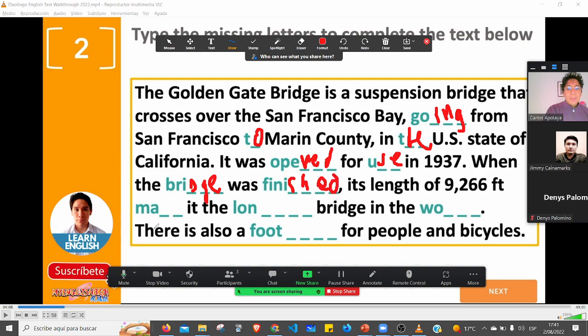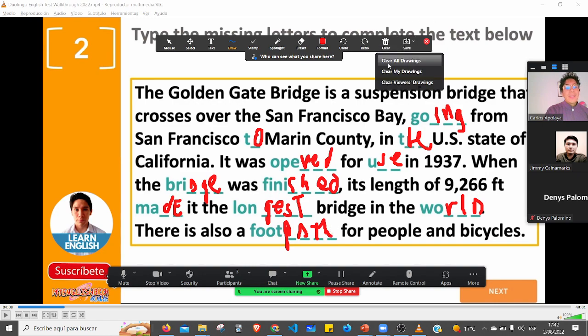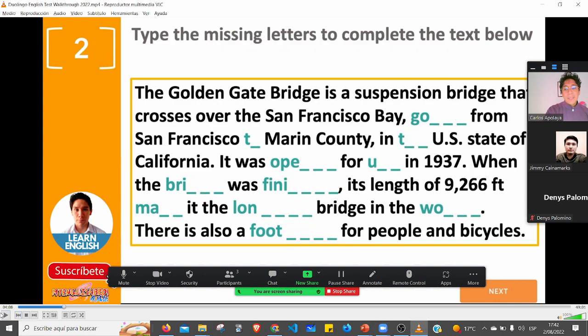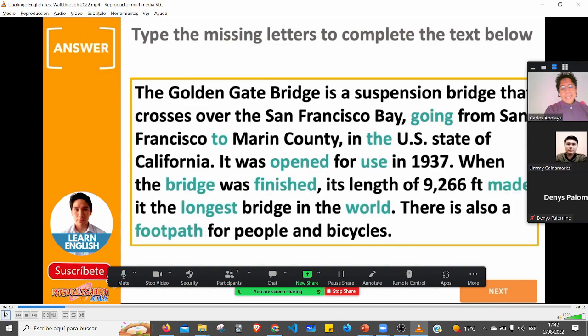Its length made it the longest bridge of the world. There is also a footpath. Footpath. Que significa sidewalk. Es como decir vereda. Sidewalk or, yes, pavimento, footpath. O sendero. Para las personas y las bicicletas.